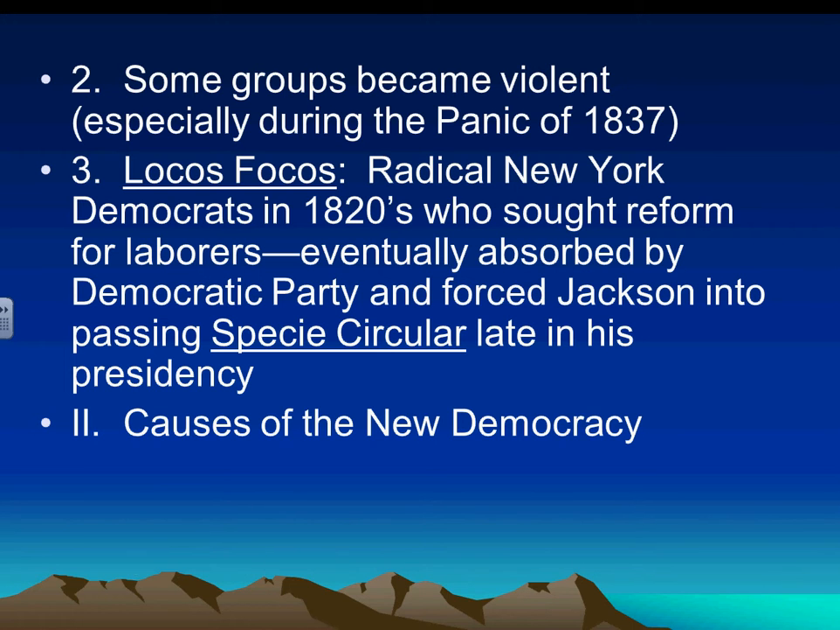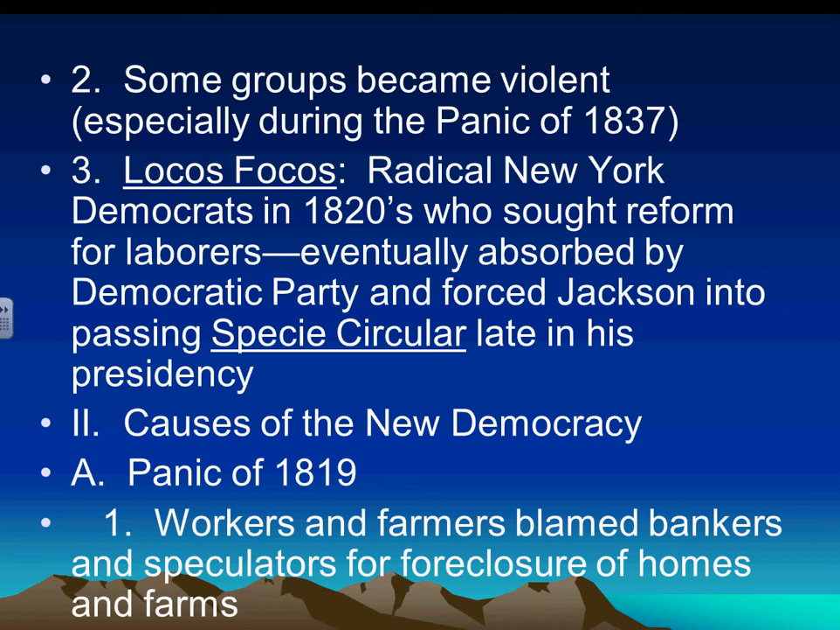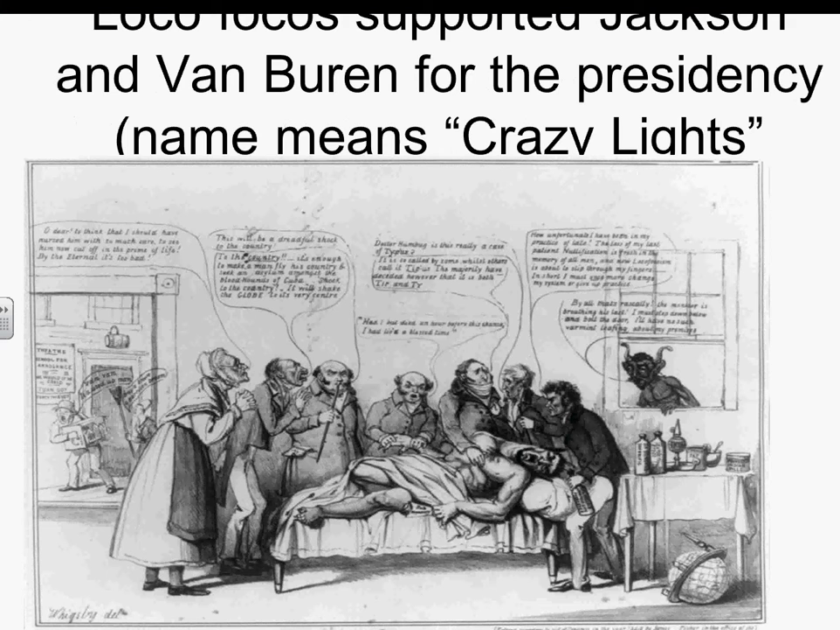Some of the causes of this new democracy, why did it happen? Well, the Panic of 1819 was similar to the Great Depression. A lot of people were out of work. People lost their homes. Most people blamed bankers and speculators for the loss of their homes and farms.